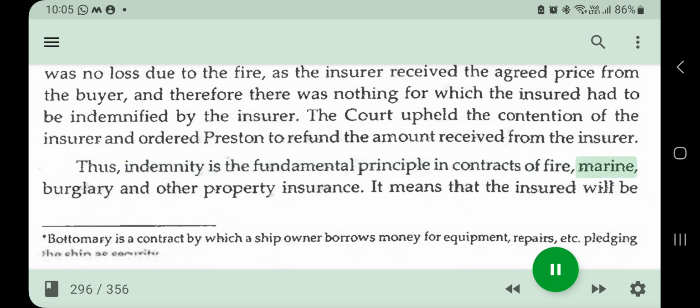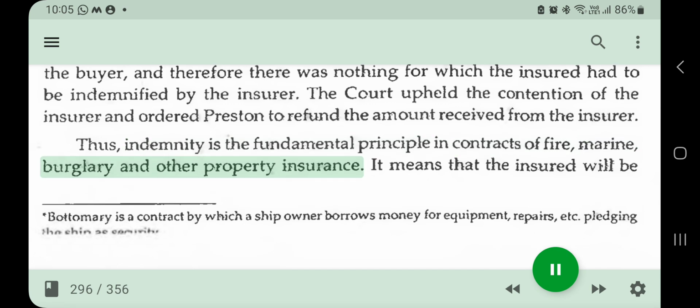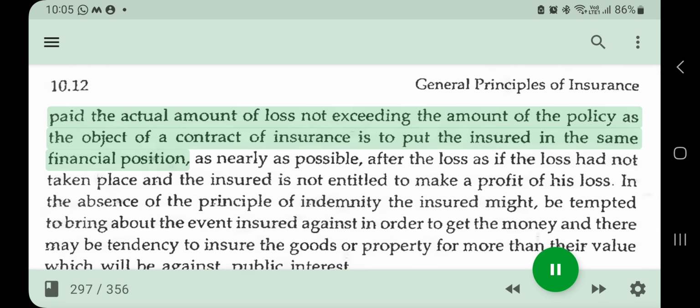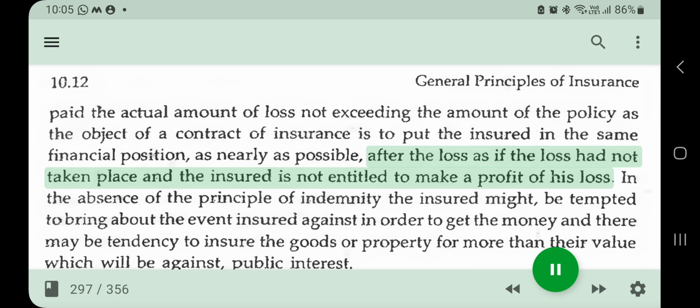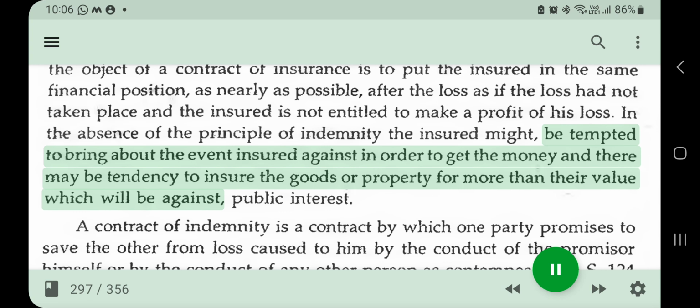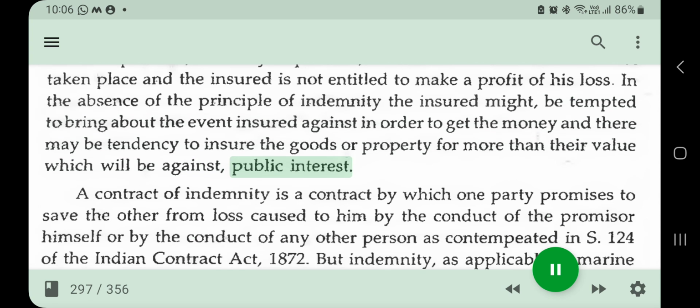Thus, indemnity is the fundamental principle in contracts of fire, marine, burglary and other property insurance. It means that the insured will be paid the actual amount of loss not exceeding the amount of the policy, as the object of a contract of insurance is to put the insured in the same financial position, as nearly as possible, after the loss as if the loss had not taken place, and the insured is not entitled to make a profit out of his loss. In the absence of the principle of indemnity, the insured might be tempted to bring about the event insured against in order to get the money, and there may be a tendency to insure the goods or property for more than their value, which will be against public interest.